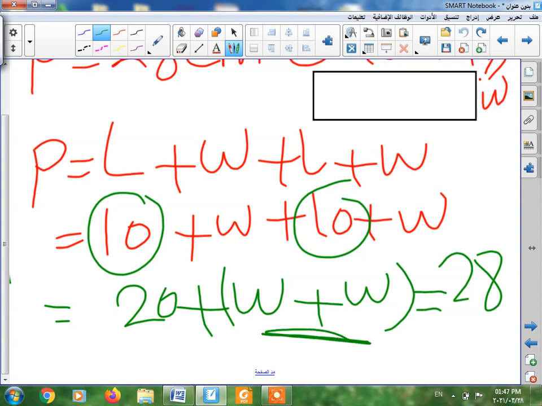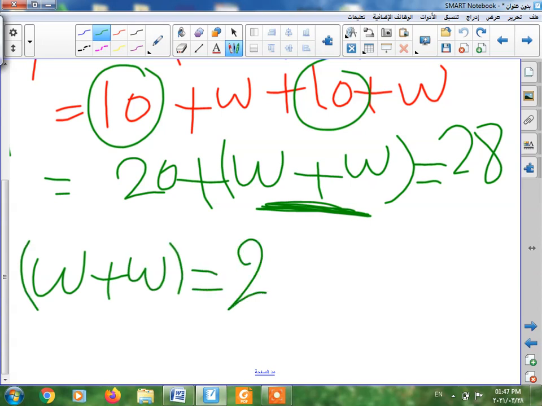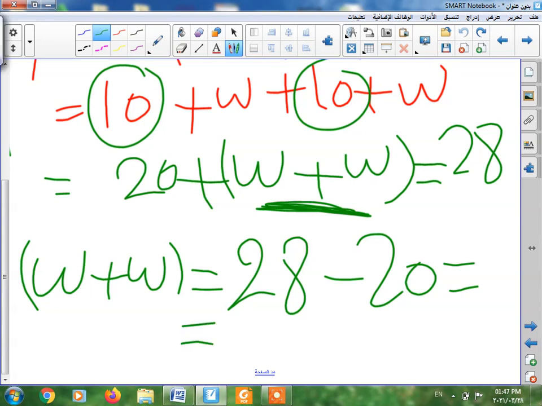Then this is a missing number in addition. 20 plus what equal 28? Or find width plus width equal 28 minus 20, the perimeter minus the sum of lengths. 28 minus 20 equal what? 8 minus 0 equal 8, 2 minus 2 equal 0. Then equal 8 centimeter. Width plus width equal 8 centimeter, this is the two widths.